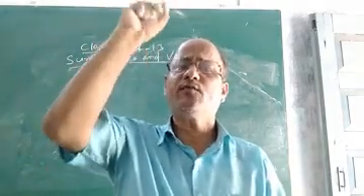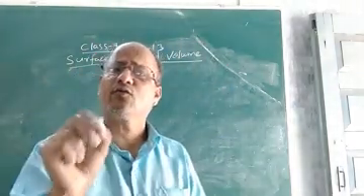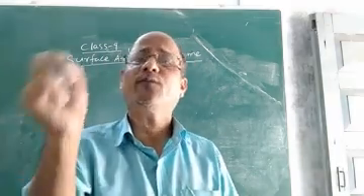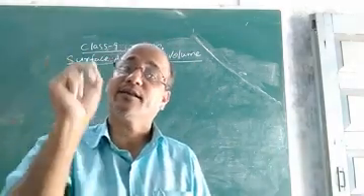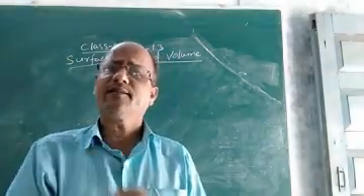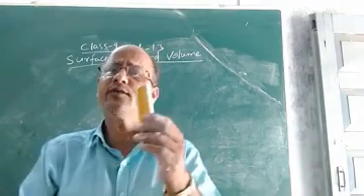The concept of volume we have been reading from class 4. I hope you know what is volume, and even you know how to find volume of cuboid and cube. Cube is another three-dimensional solid. And what is the difference between cuboid and cube?